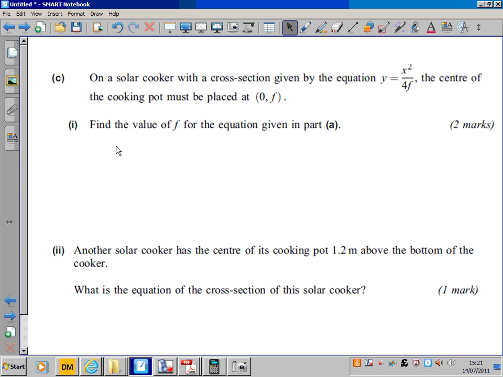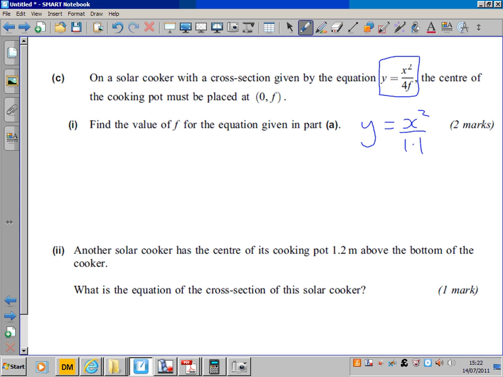Okay, next question, part C. On a solar cooker with a cross-section given by the equation y equals x squared over 4f, the centre of the cooking pot must be placed at 0f. Find the value of f for the equation given in part A. Well, the equation given in part A was just this one we've been working with, y equals x squared over 1.1. And I've got to find the value of f for the equation which is given up here.